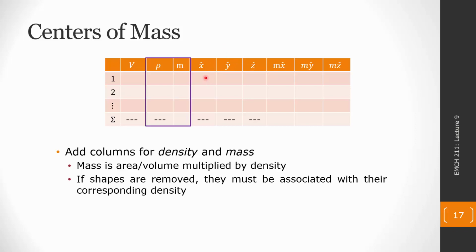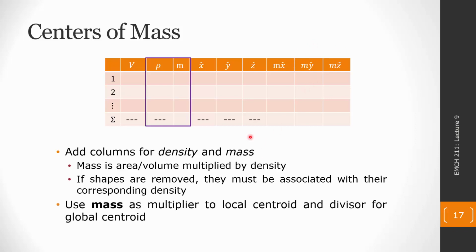In this case, we have our x tilde, y tilde, and z tilde. Then for our products, we're going to be multiplying the mass of the shape times the location of the centroid in the x, the y, and the z. Then when we are summing down our columns, we are going to be summing our mx tildes, my tildes, and mz tildes.